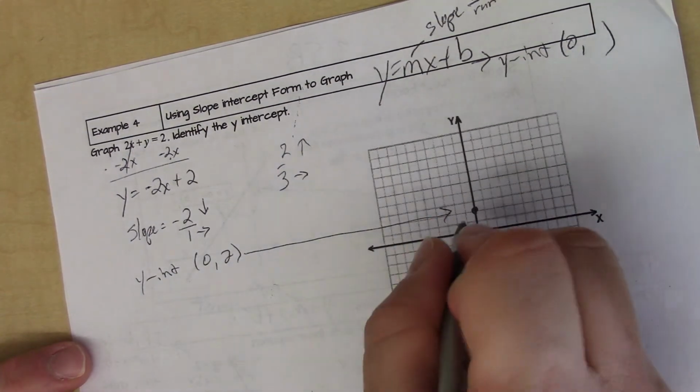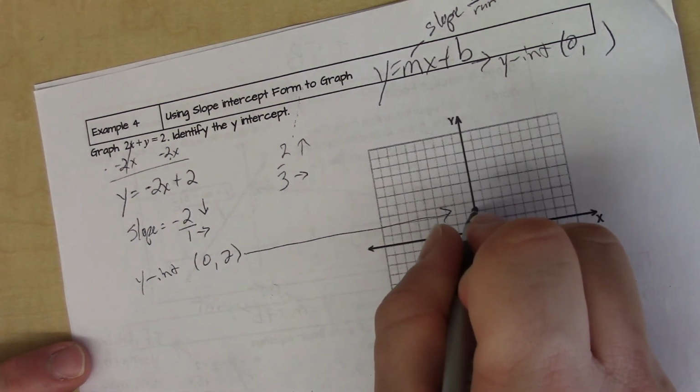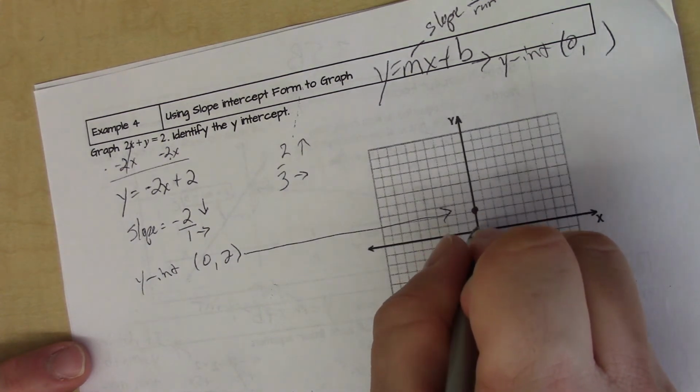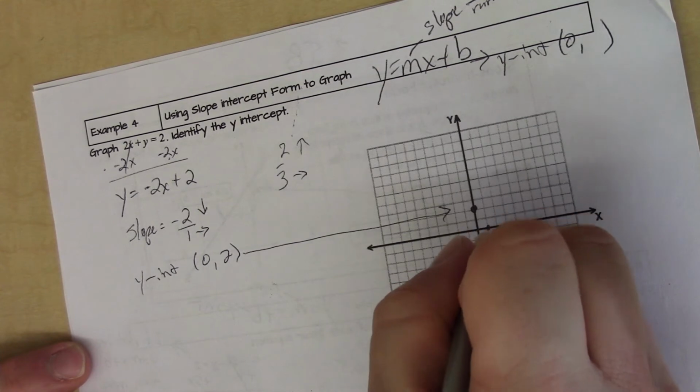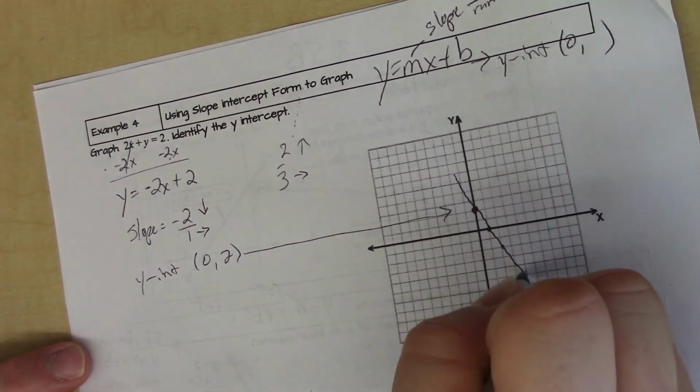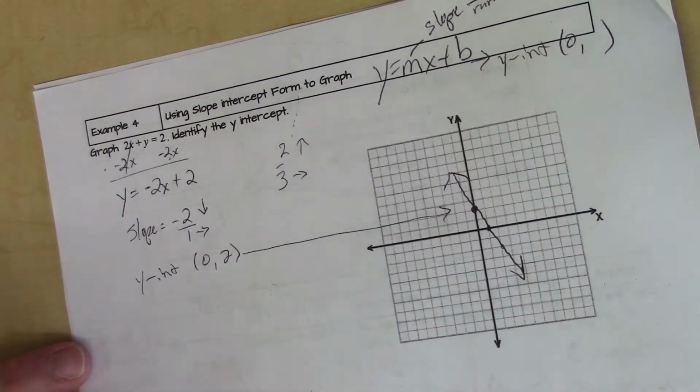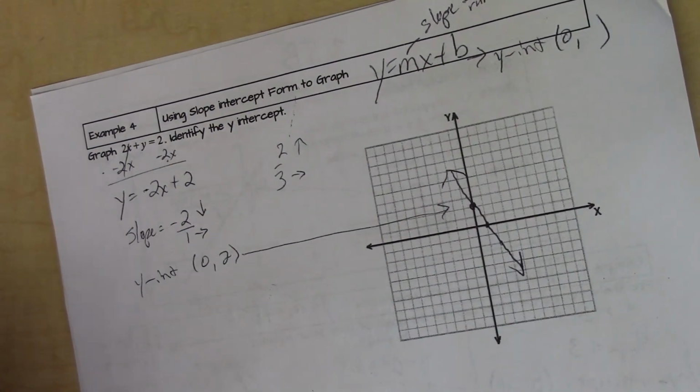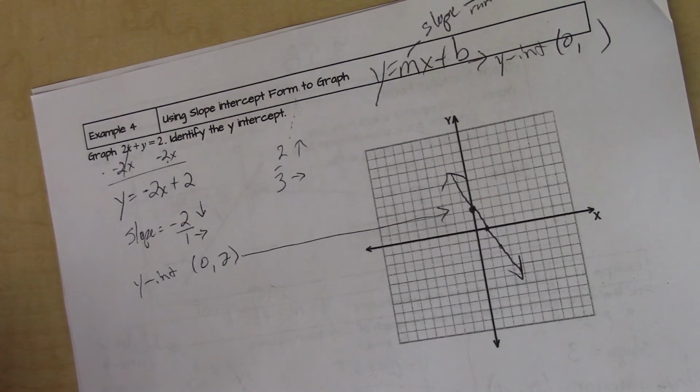So for this problem, from the point we already drew, not from 0, 0, from the point, the y-intercept, I'm going to go down 2, right 1. I'm going to go down 2, right 1. And guys, that's good enough. 3 points give me a line. Actually, even 2 points give me a line, but I'd rather have you keep going, okay? That's it. That's all you got to do, right?